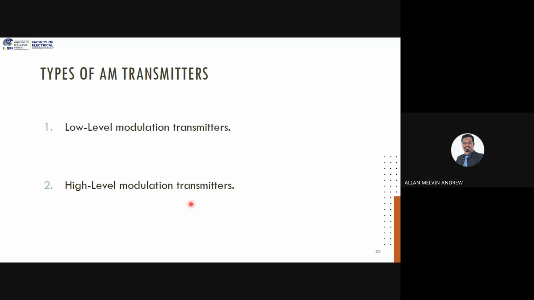Again, when we choose the types of transmitters, we need to determine which application we want to use it for. Based on that, we can know whether it's low level or high level, and then we can buy it accordingly.